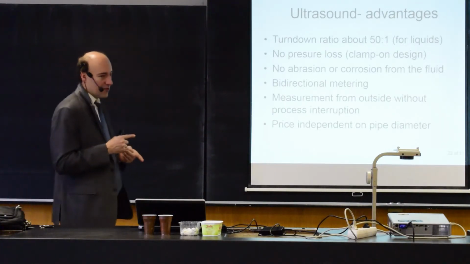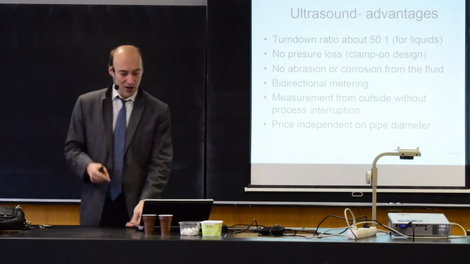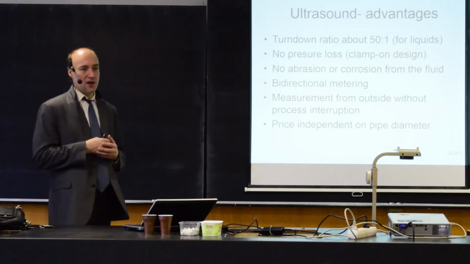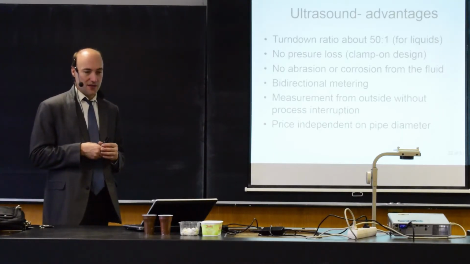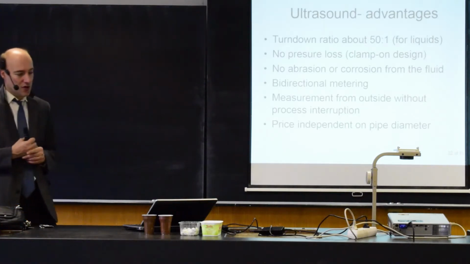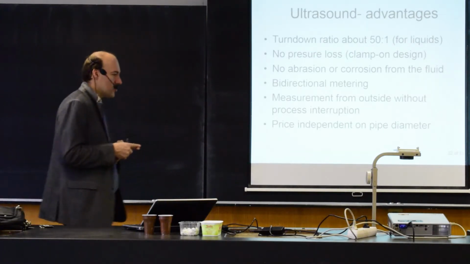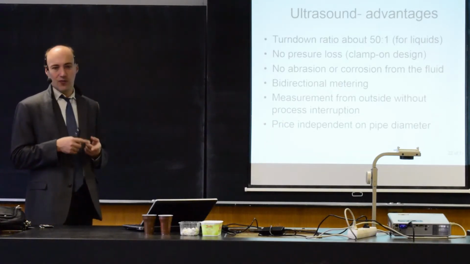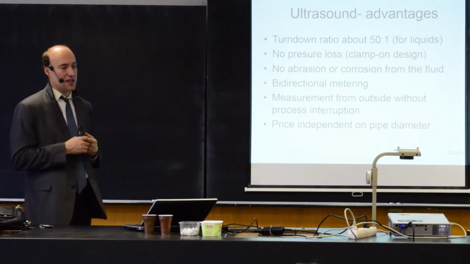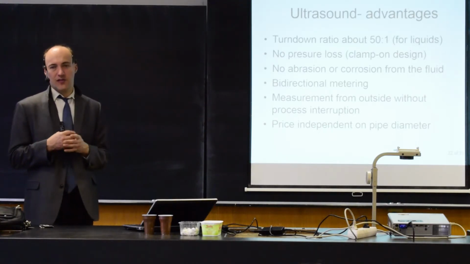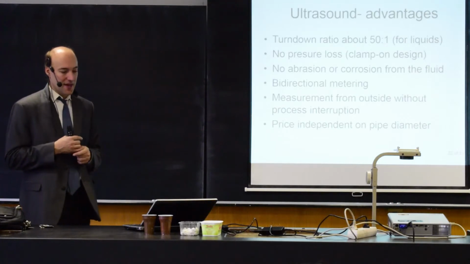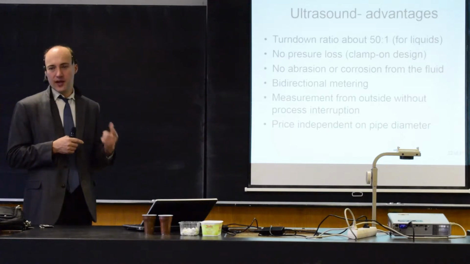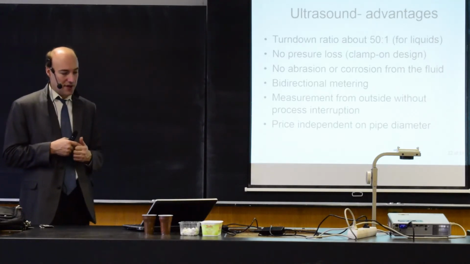If you use the clamp-on design, it will not create any pressure loss at all. It's simple straight pipe, so no pressure loss at all. The orifice plate creates a permanent pressure loss. There is no abrasion or corrosion from the fluid, so you can use it for aggressive liquids. You can use it if you have a small amount of abrasive particles in the liquid. It measures in both directions. The orifice plate measures only in one direction, so that's also an advantage.